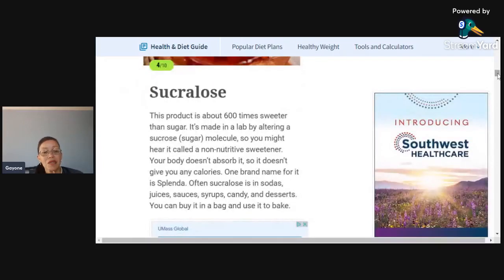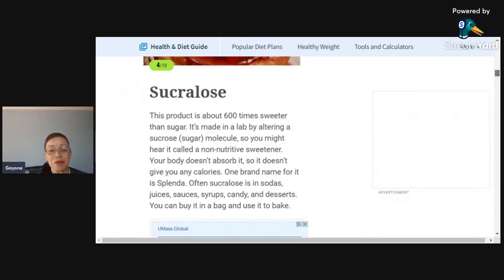Sucralose. This product is about 600 times sweeter than sugar. It is made in a lab by altering a sucrose sugar molecule. So you might hear it called a non-nutritive sweetener. Your body doesn't absorb it, so it doesn't give you any calories. One brand name for it is Splenda. Often sucralose is in sodas, juices, sauces, syrups, candy, and desserts. You can buy it in a bag and bake with it. So that's the most common. We're all familiar with Splenda.